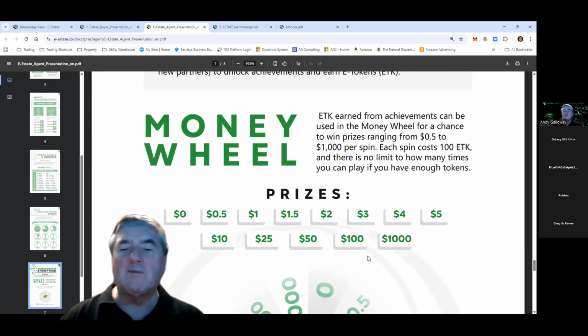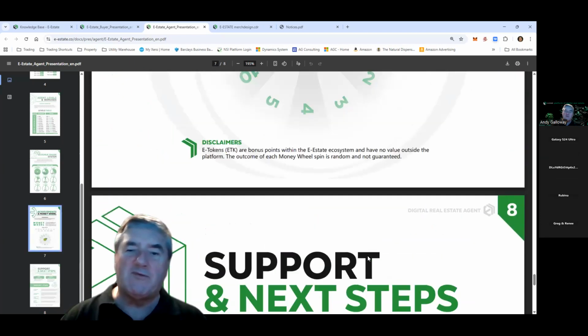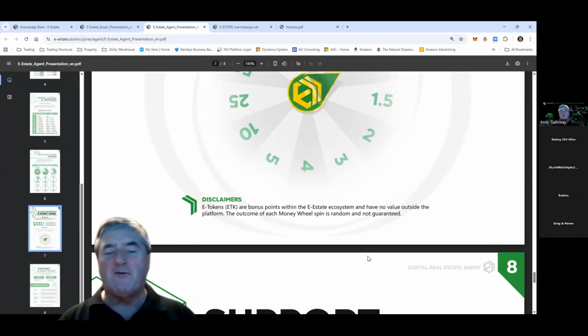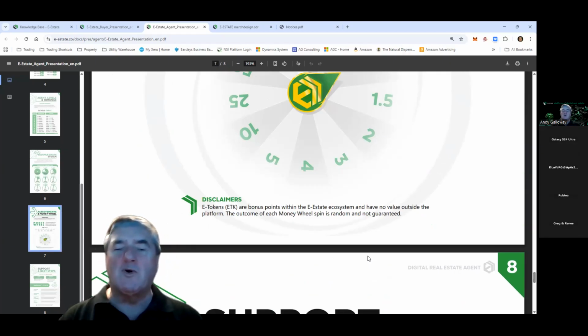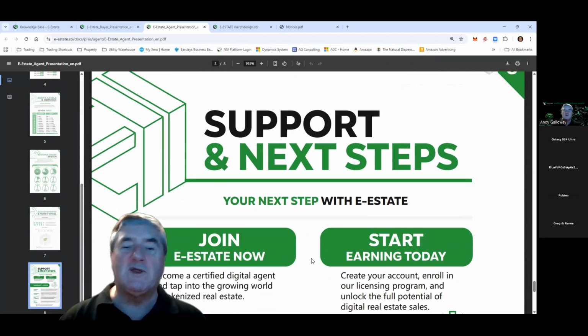The money wheel, I'm going to skip over the money wheel. We touched on that earlier. As a buyer, you get a similar thing, except as an agent, there are many, many more things you can do. Almost every step of your progress as an agent, as you work your way through your career progression, almost everything you do, you earn some ETK. So there are many more opportunities to earn ETK.